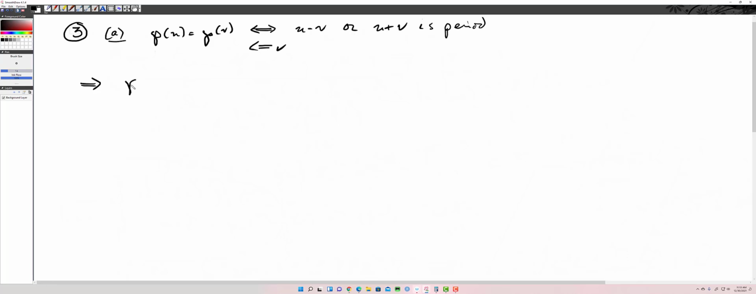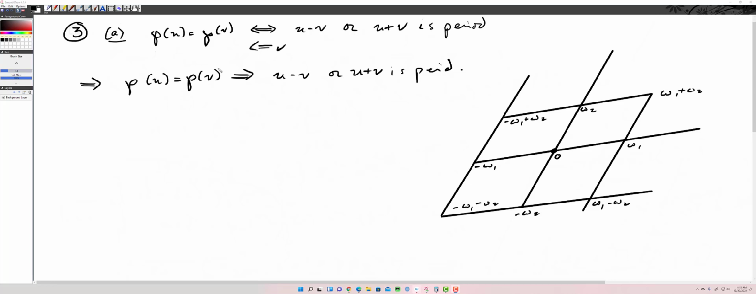Now I need the forwards direction. The forward direction says that P of U equals P of V implies that either U minus V or U plus V is a period. And this depends on the placement of these around the parallelogram. So what I'm going to do now is draw the parallelogram, and we're going to get into all the different potential cases.